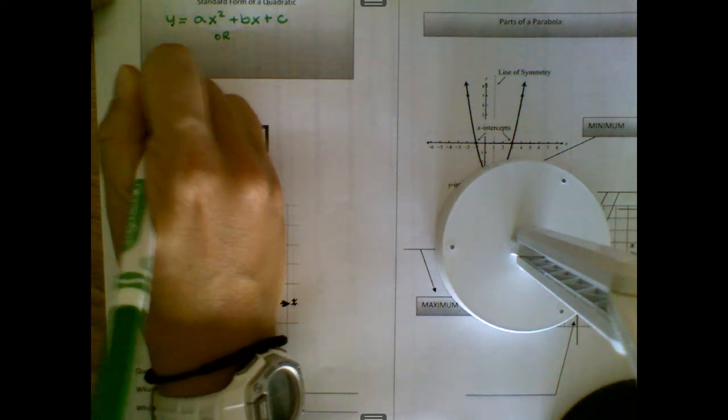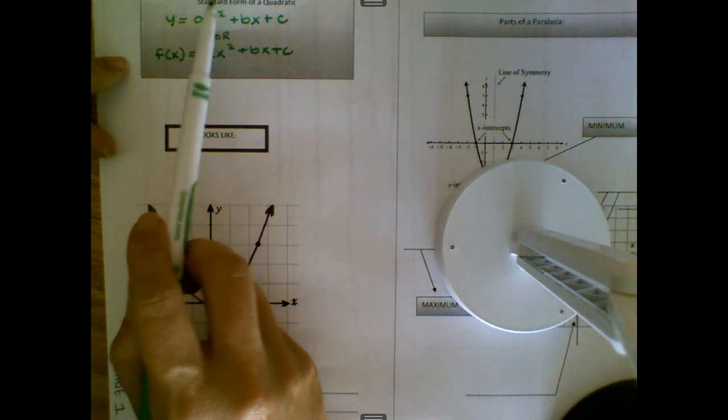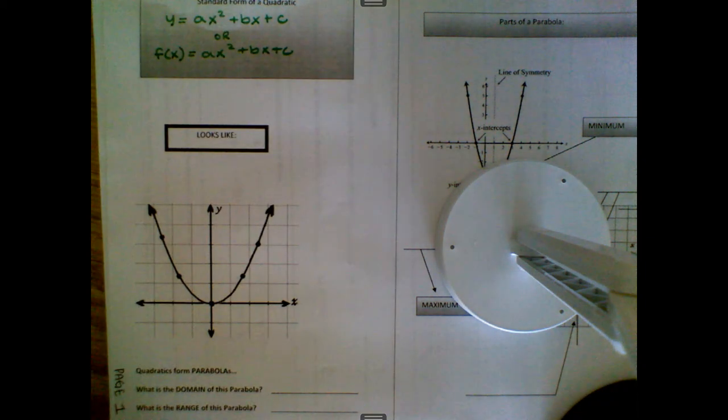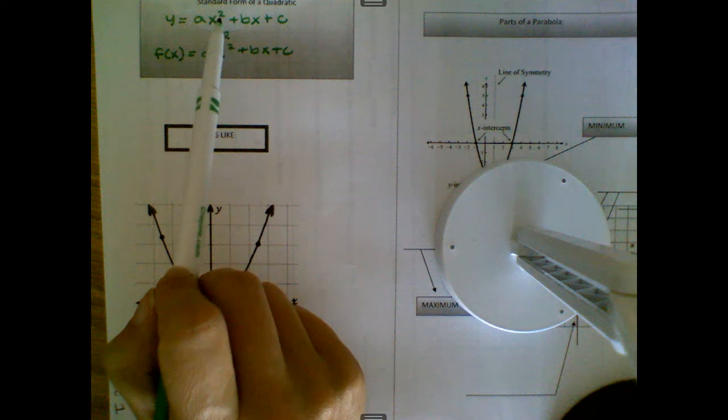I also want to note that we can see this as function notation as well. So a function of x, we've talked about this in the evaluation lessons, is f(x) equals ax squared plus bx plus c. And again, I want to stress this is the standard form of a quadratic. We are going to learn about a couple other forms as well. But note that quadratics always have that squared as the highest exponent.